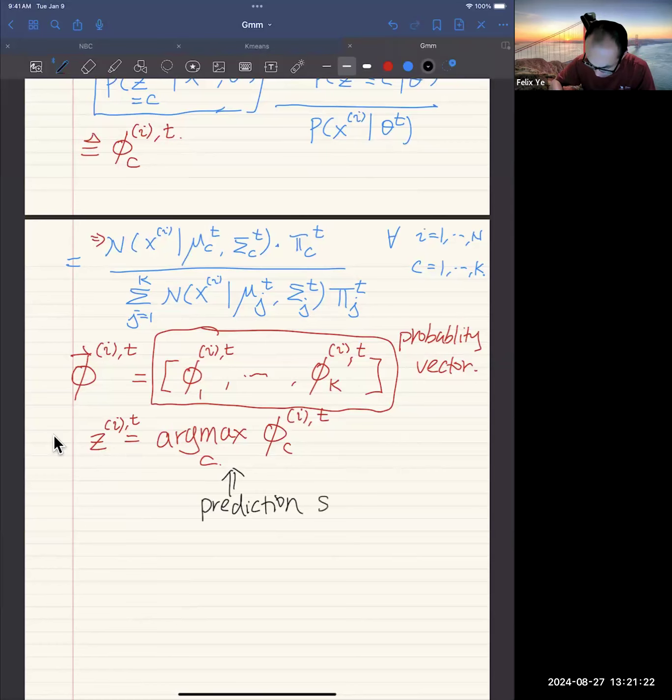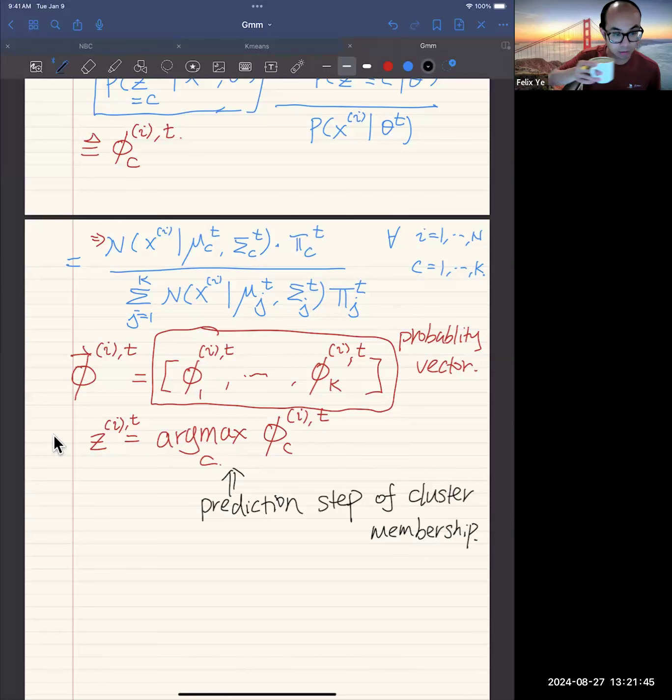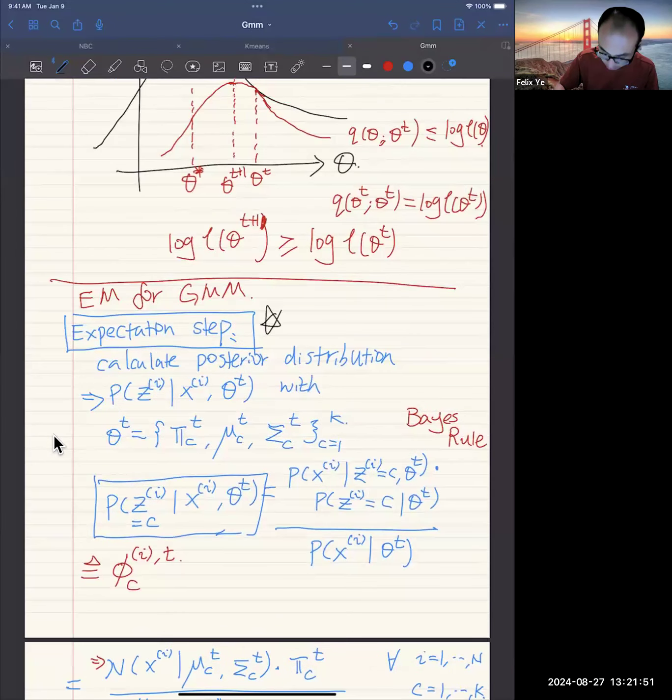Prediction step of the cluster membership. So this is the expectation step.